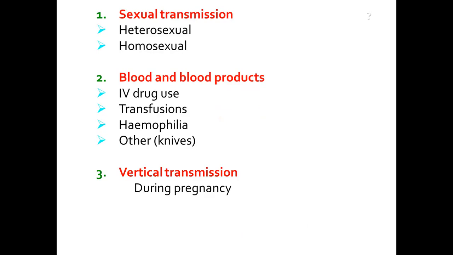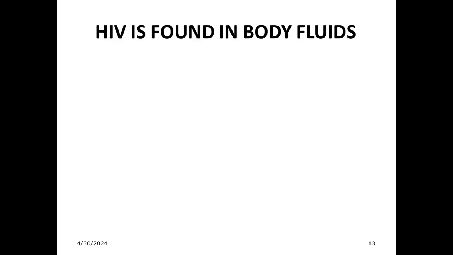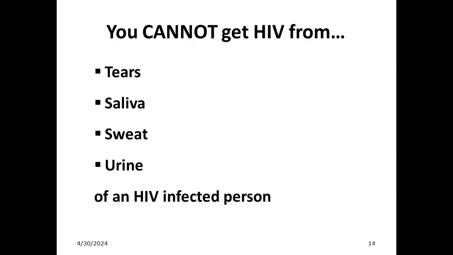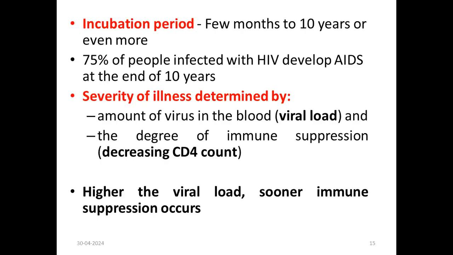Vertical transmission, which is transmission from a mother to the baby, can occur during the pregnancy, during the birth, and by breastfeeding. Now, these are the body fluids in which you can find the HIV. Semen may have it, breast milk may, blood may, vaginal fluid may. So in the exam, they ask you, name the fluids which have the HIV.